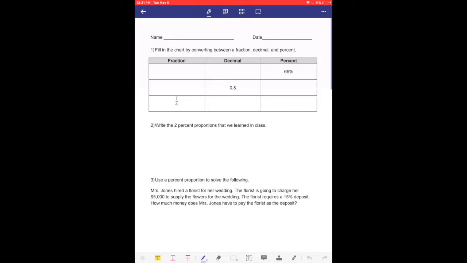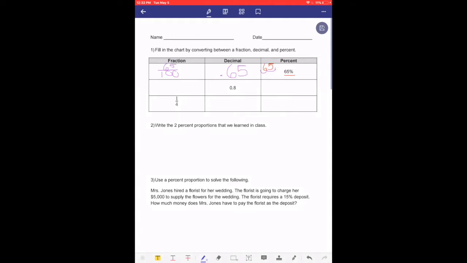So for the first one, they give us that the percent is 65. Remember, if I was to put a decimal point, the decimal point would be after the 5. So I have to move it over 2 places to the left to get a decimal. When I move it 2 places over to the left, my new decimal is 0.65. And then to convert that to a fraction, I take the percent, which is 65, and put it over 100. So 65 over 100.